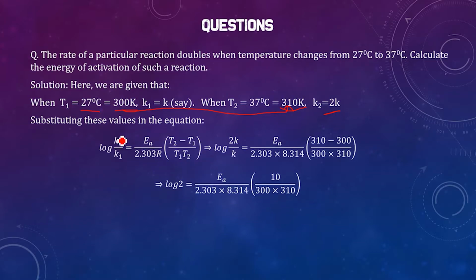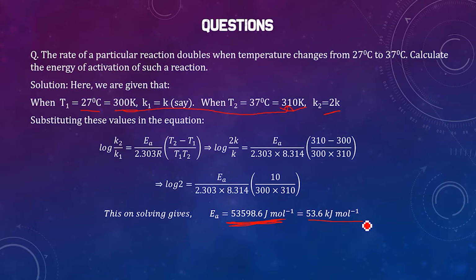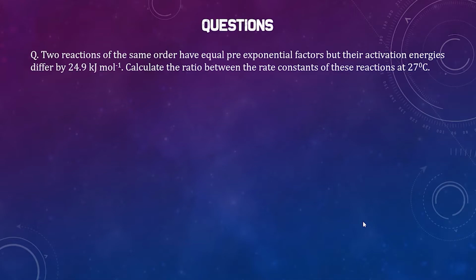Just put the values. This is K2 upon K1. Can I write 2K upon K? This is 2K and this is K, and all these values I have kept. Yes, this will be cancelled. This is log 2. The log 2 value, we know, is 0.3010. Then solve it and you will get this value. I hope there is no problem in this. Yes, this is joule per mole and you have to convert. If you want to convert it into kilojoule, you can convert it. Done with that? Any issue? Any problem? Okay, let's move to the next question.